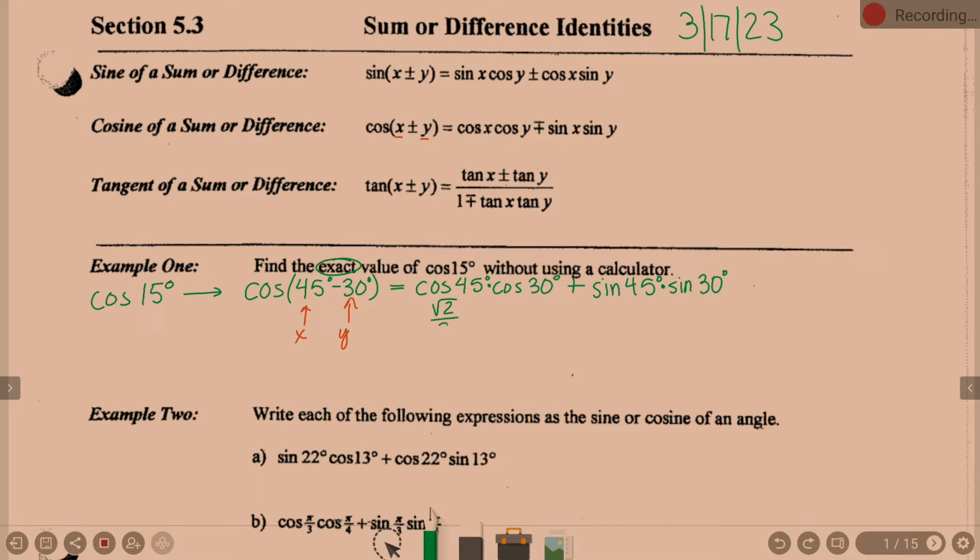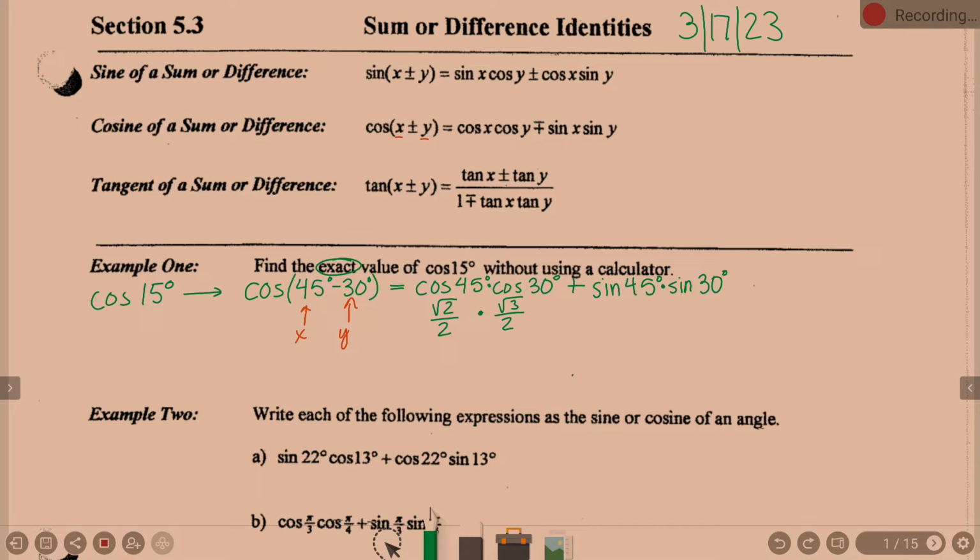Square root of 2 over 2. Straight off the chart. Cosine of 30. What is the cosine of 30 degrees? Square root of 3 over 2. Square root of 3 over 2, yes? Not magic. Coming right over there off the sideboard.